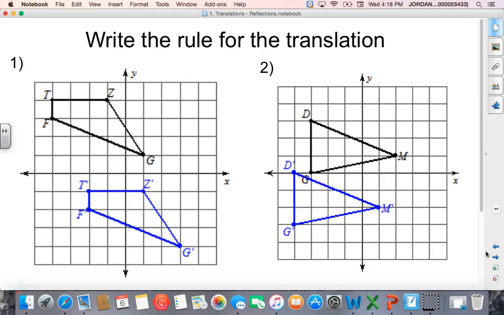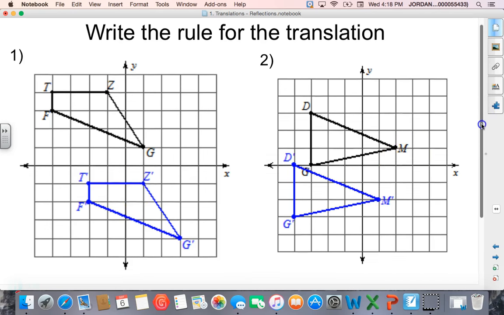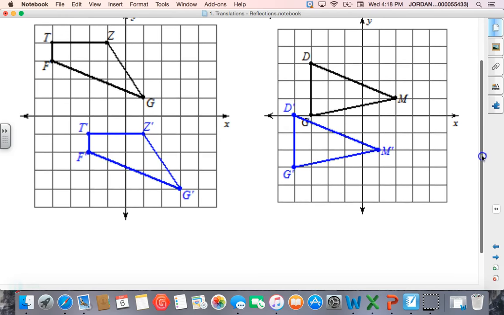Okay, so right here, we actually want to write a rule for this transformation that's happened from this shape, transforming it into this. So we're going to write that rule. So first of all, let's identify what happened to this shape in words. So we can pick any of the 4 points. All right, let's use point T, okay?